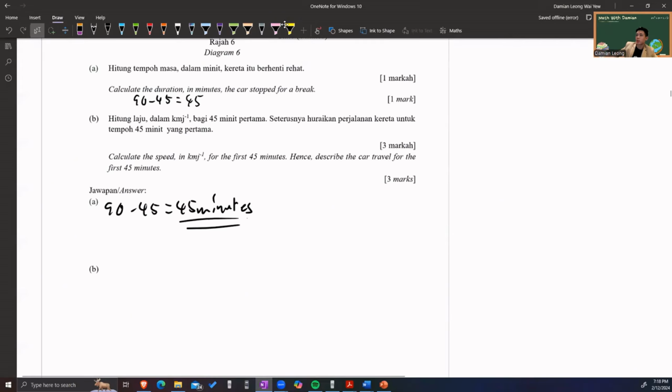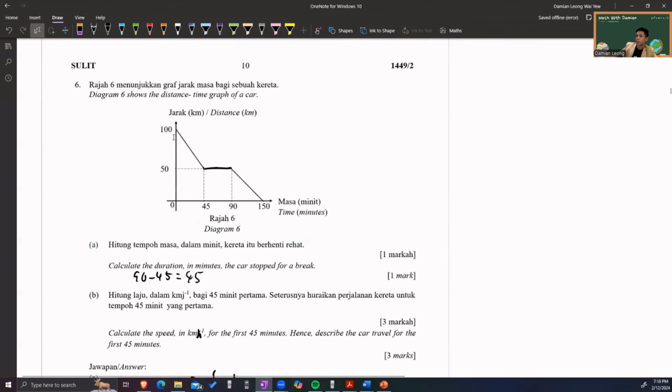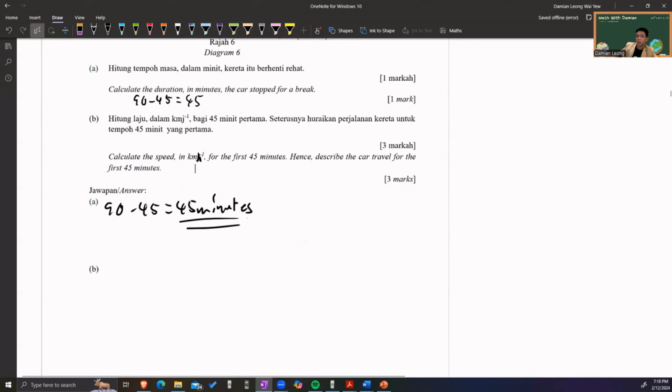B, calculate the speed in km per hour for the first 45 minutes. Hence, describe the car's travel for the first 45 minutes. For the first 45 minutes, the distance is from 100 to 50. The time is 45 minutes. So 100 minus 50, the difference, or you can just straight away put 50 over 45 minutes.